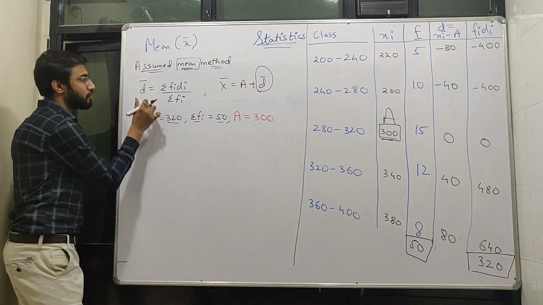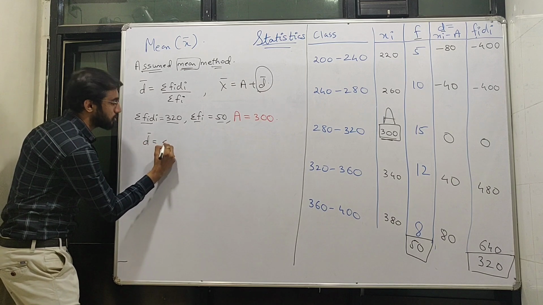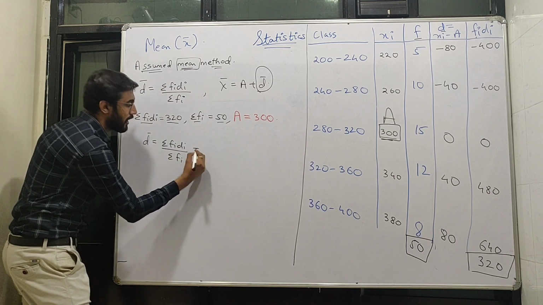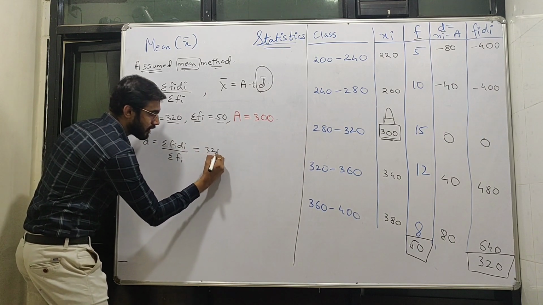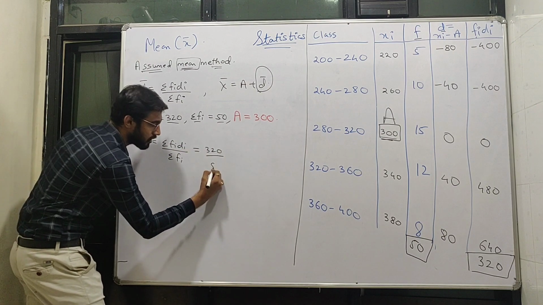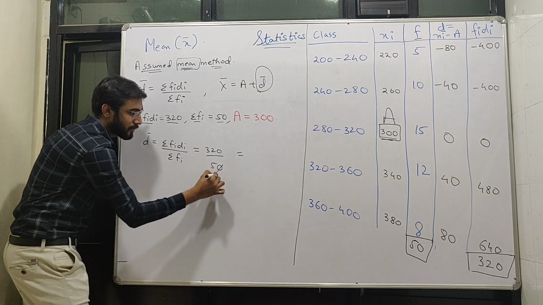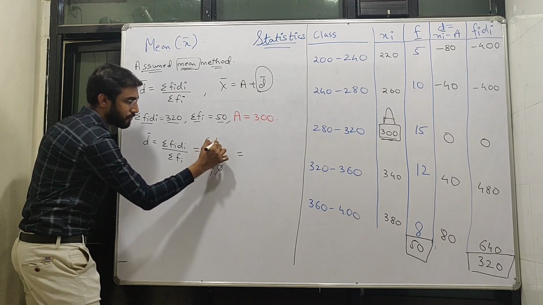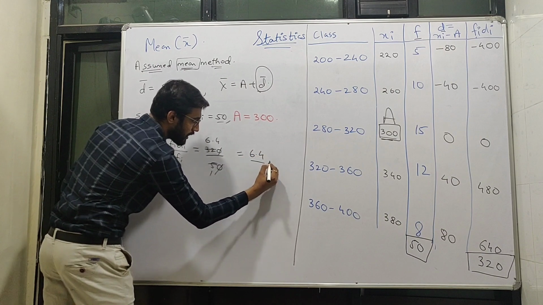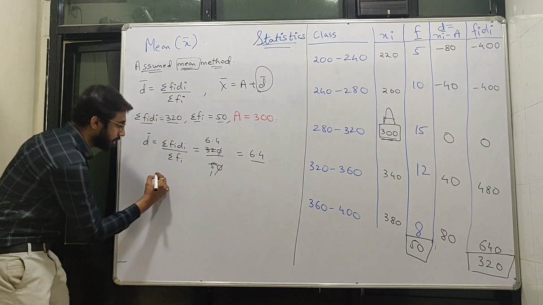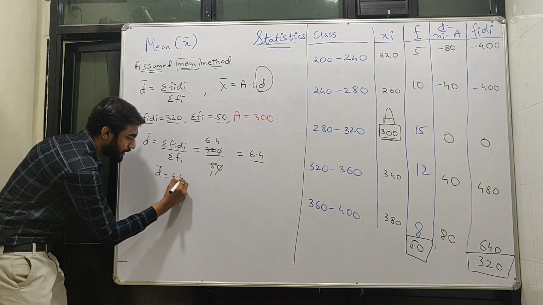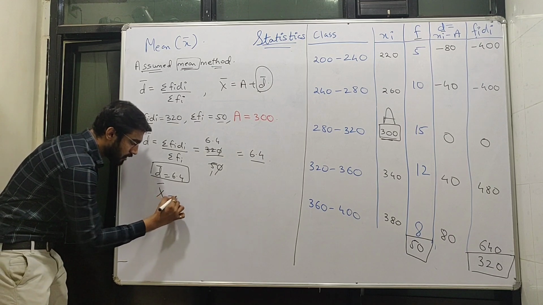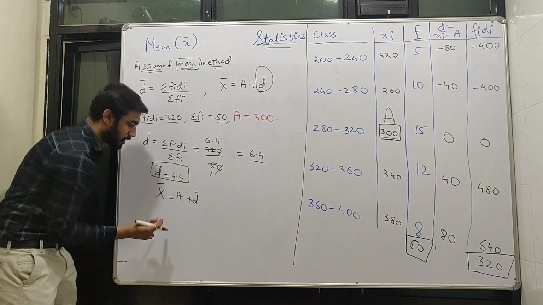Okay. Next we have our formula for d bar. D bar is equal to summation fi di upon summation fi. The value of fi di is 320 upon the value of summation fi, which is 50. Do the math here by dividing. 0 0 cancels out. 5 ones are 5, 6 are 30, decimal, and 4 6.4. You can divide as you like. The value for d bar is 6.4. The final formula for this type is x bar is equal to a plus d bar. X bar is the mean.